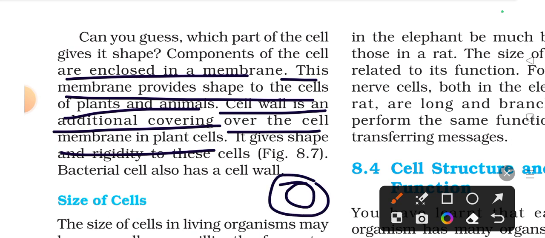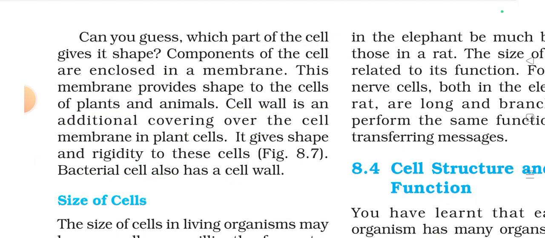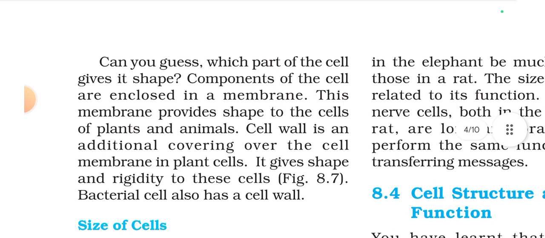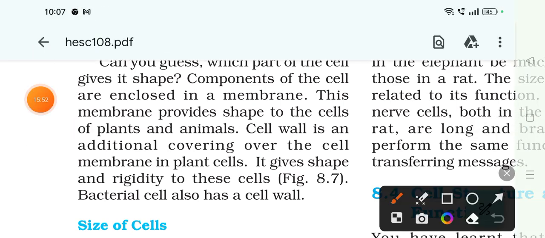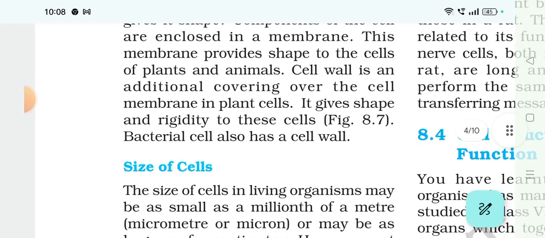Okay, this is the cell structure. It gives shape and rigidity to the cell. Bacterial cells also have a cell wall. Like this. What is given over here? The membrane, the organelles, for example, these are organelles. They are enclosed in the cell membrane, and this cell membrane provides shape to the cell. Cell wall is an additional covering over the cell membrane, which gives more thickness to it. That's why the cell wall is there.